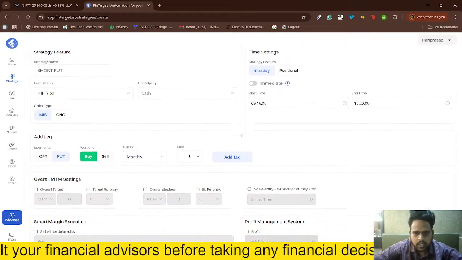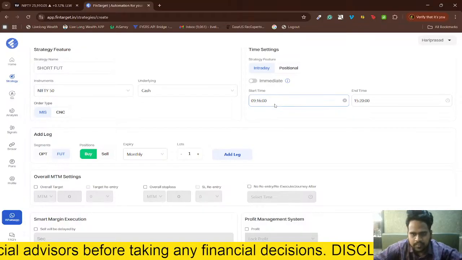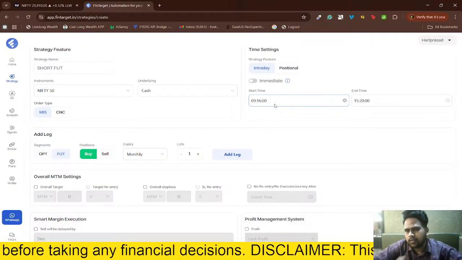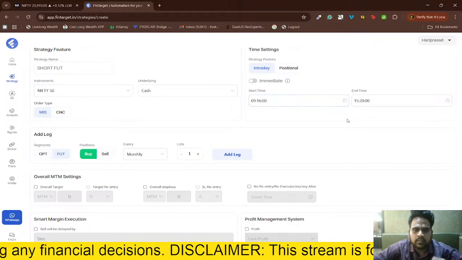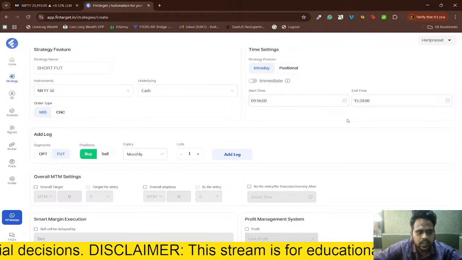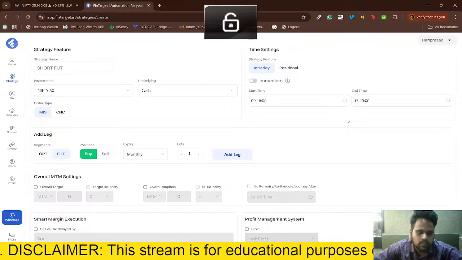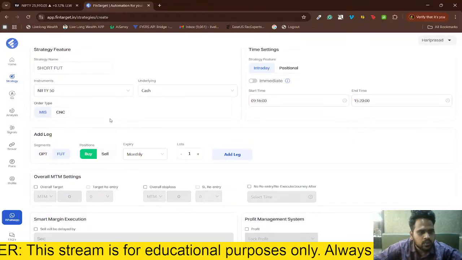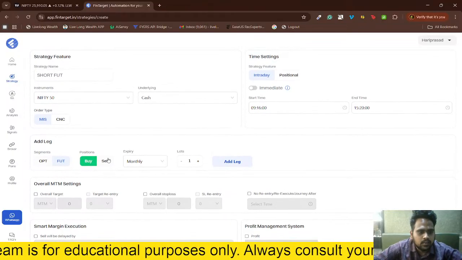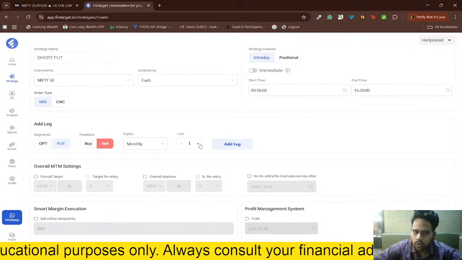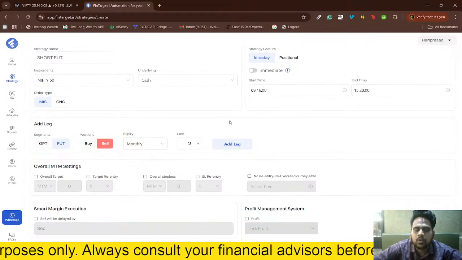This is an intraday trade only. For timing, I'm giving 9:16 to 3:20 only. In between, if the signal is triggered, that is when I take a trade. Otherwise, I will not take a trade here. Short of future, monthly lots, whatever lots you want, you can add here.